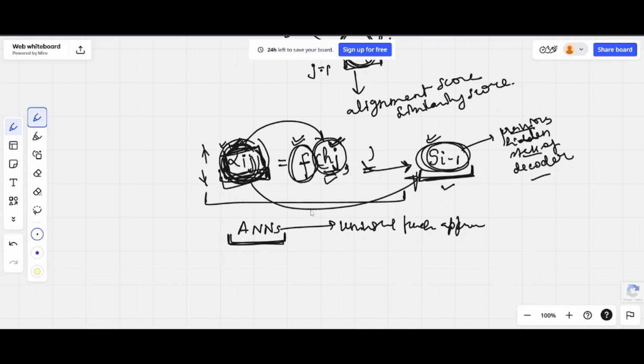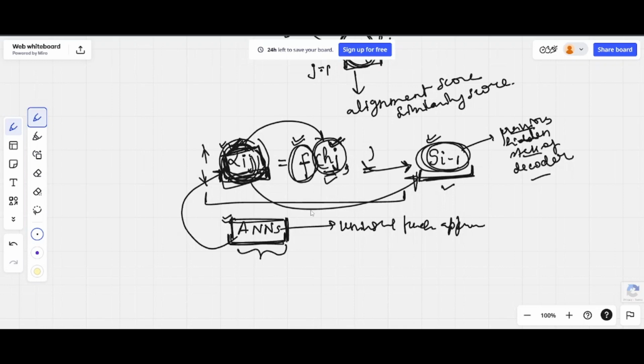So rather than manually finding out what the function can be, they used an ANN, a fully connected neural network, in order to find what these alpha ijs are. And the weights and biases in this neural network are automatically learned while we are training our encoder decoder model. Okay, so I hope everything up till now is clear. If you still have any kind of doubts, do let me know in the comment section and I will help you out.